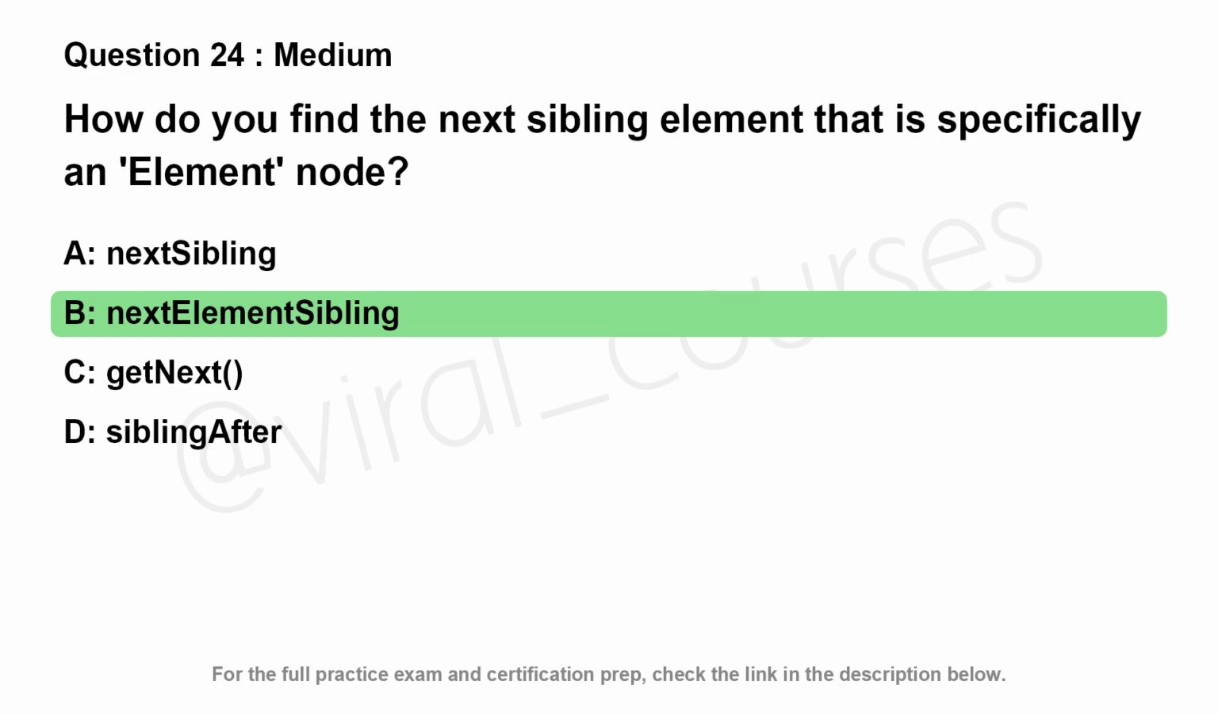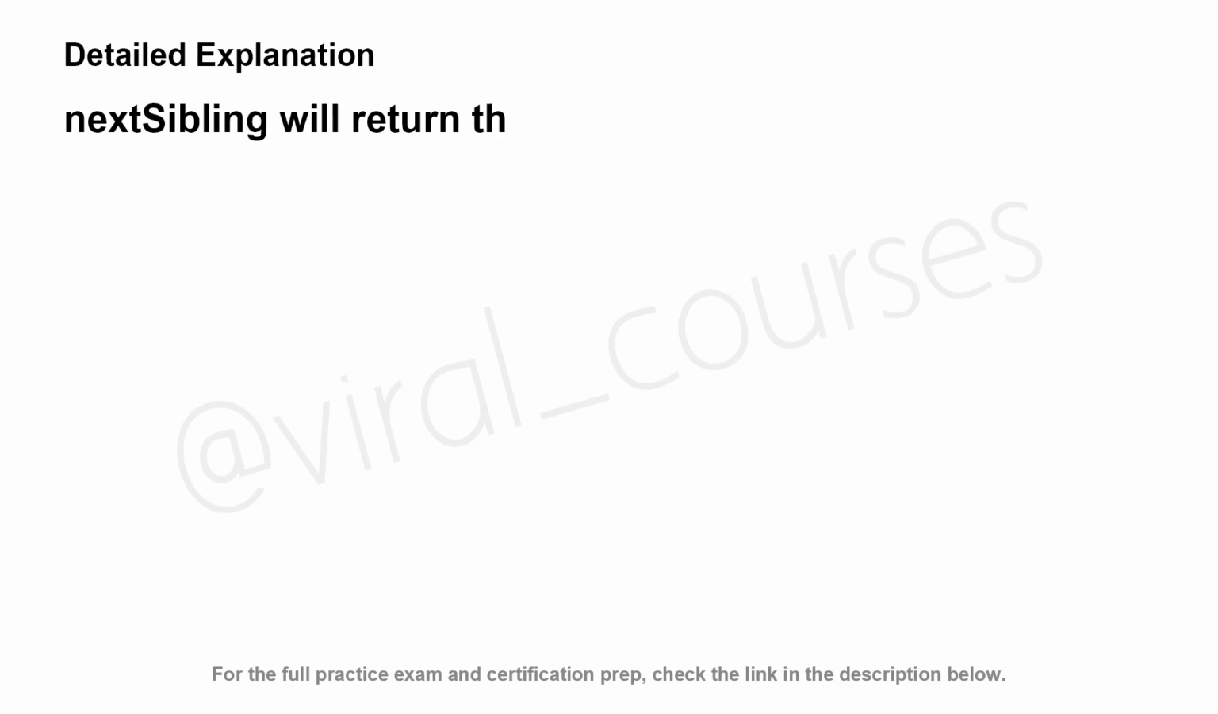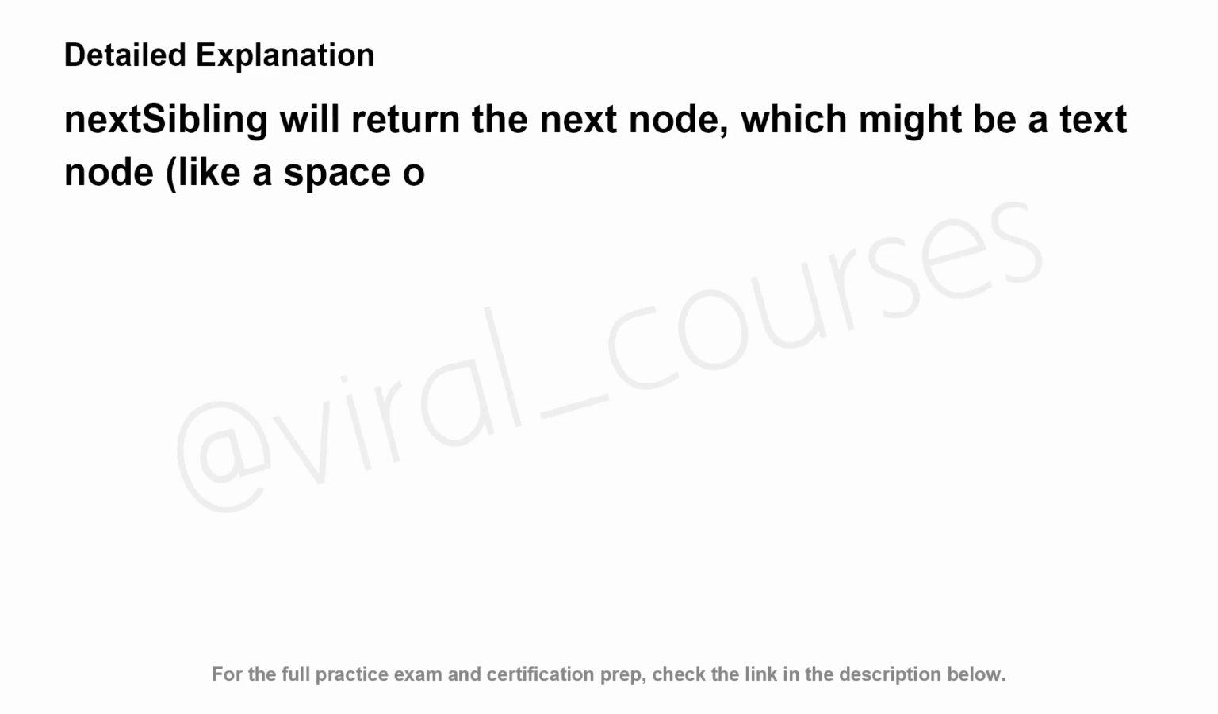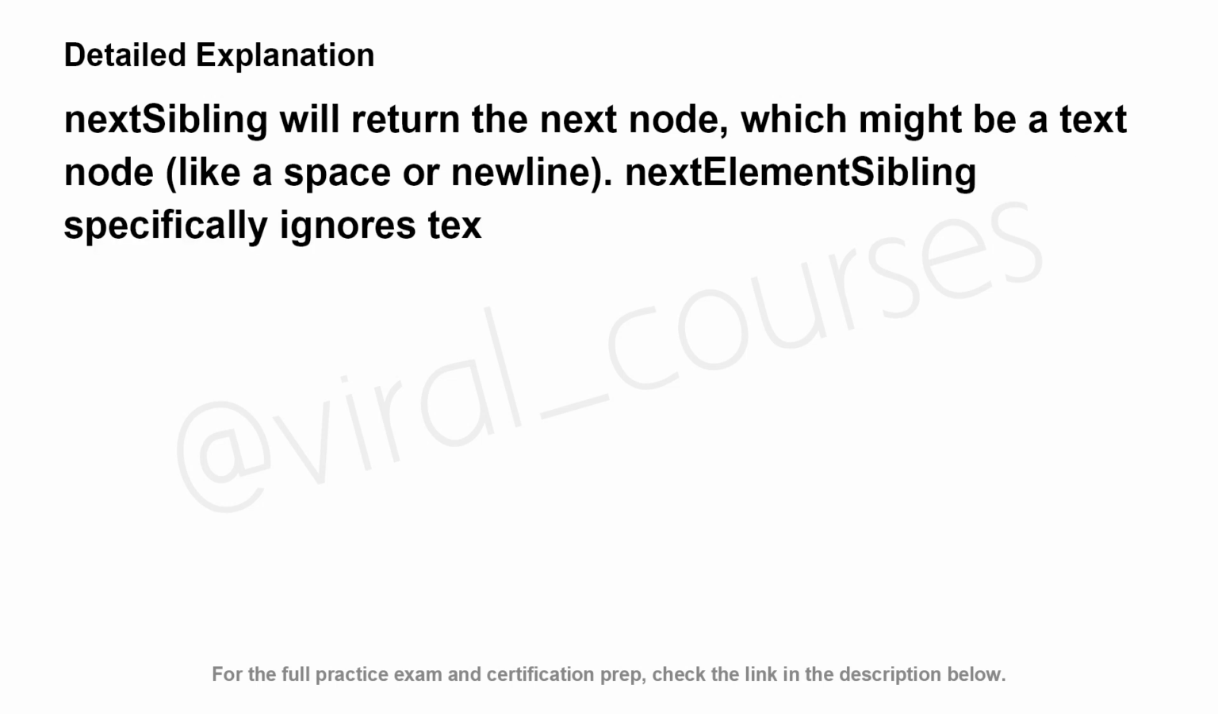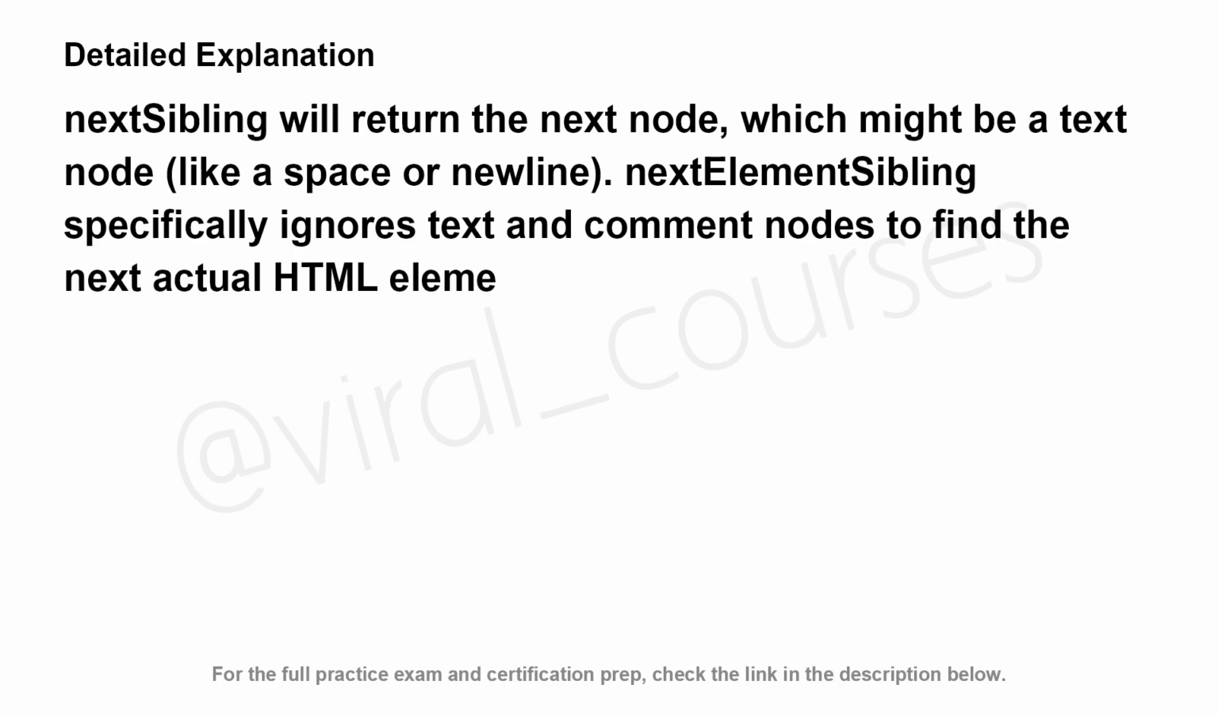The correct answer is B. Next sibling will return the next node, which might be a text node, like a space or newline. Next element sibling specifically ignores text and comment nodes to find the next actual HTML element.